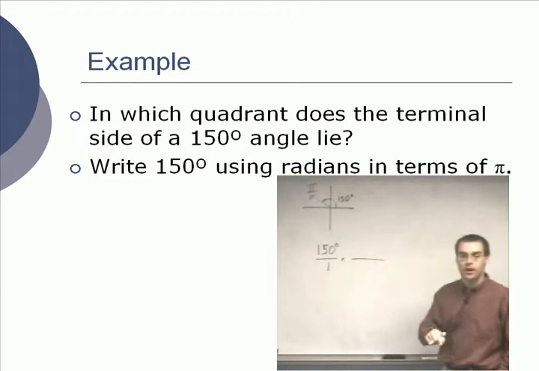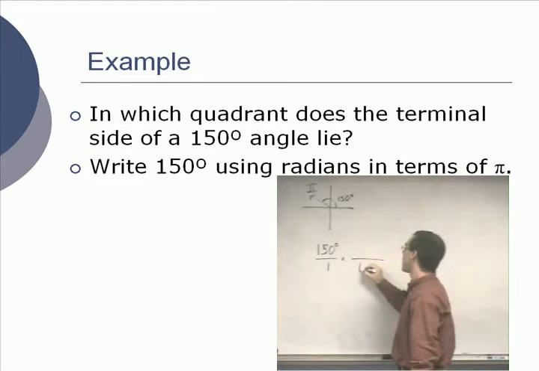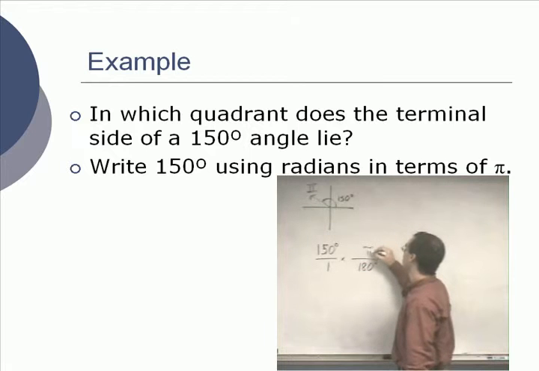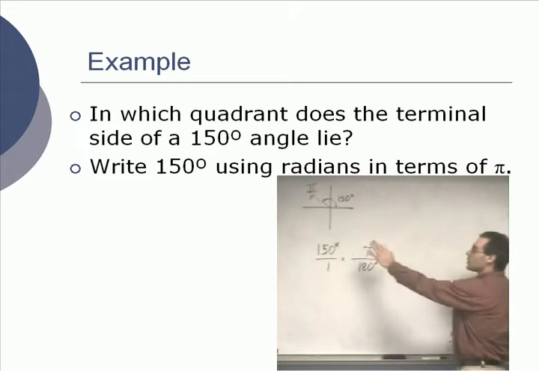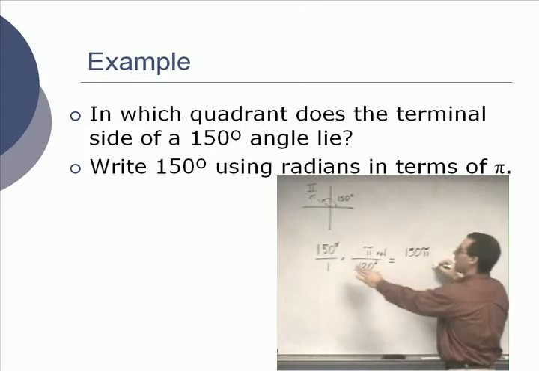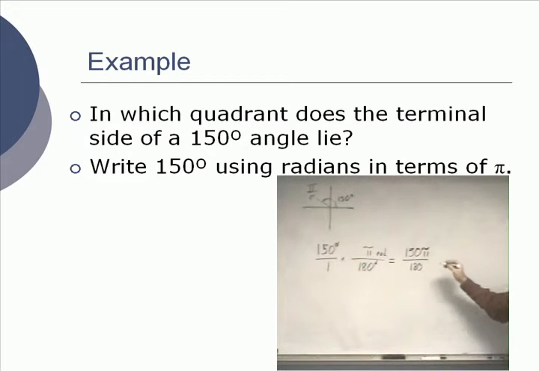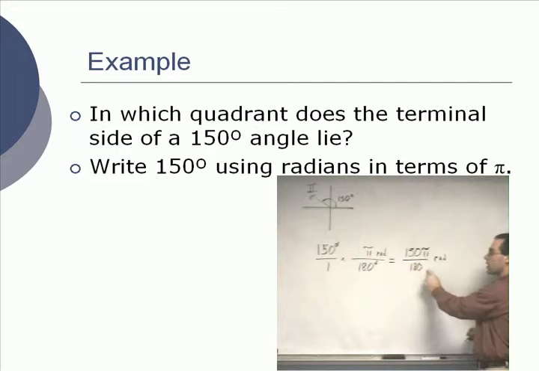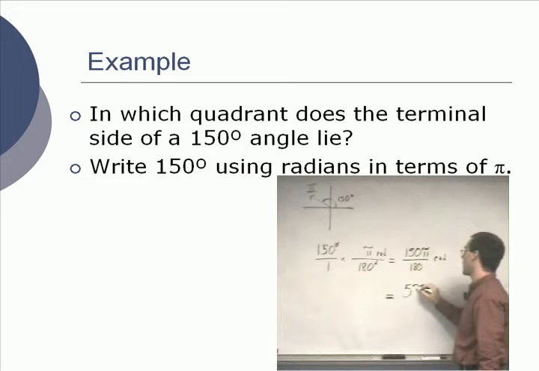use the same conversion as yesterday, and this is why we use 180 and pi instead of 360 and 2 pi. It makes the fraction work a little bit simpler. 180 degrees over pi radians. We cancel off the degrees, and we end up with 150 pi over 180, and that's our fractional measure in radians, but we can reduce it. 150 and 180 both divide by 30, and so we're left with 5 pi over 6 radians, and that's our answer.